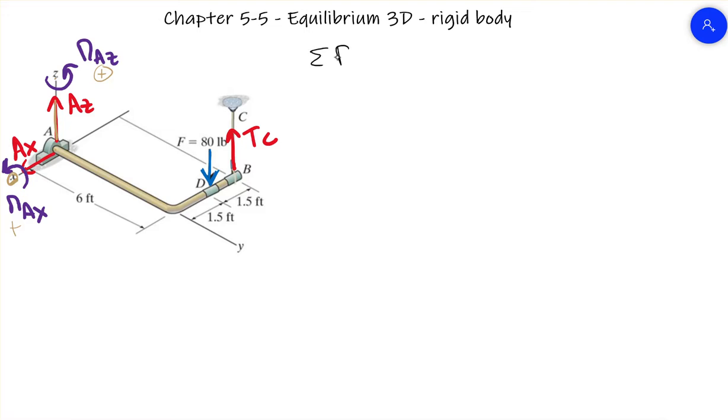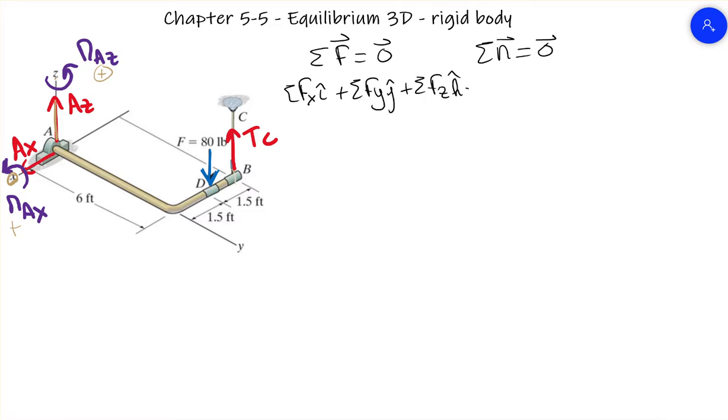Okay, so we will use our sum of the forces as a vector equal to 0, and sum of the moment equal to 0. So for the force, what we need is the sum of Fx on I hat plus the sum of Fy on J hat plus the sum of the Fz on K hat is equal to 0. Okay? For the moment, that's the same thing. We need the sum of the moment on X, etc.